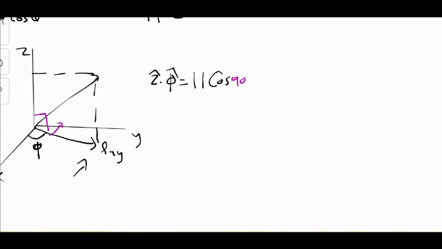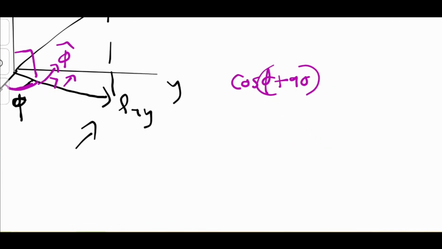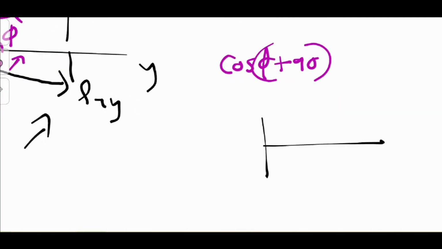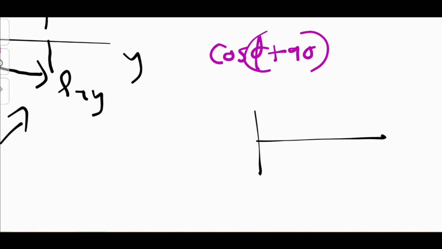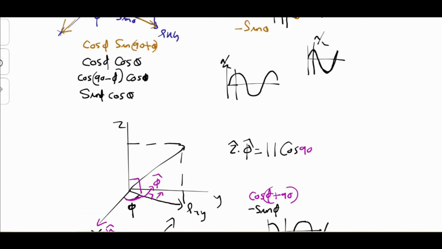Now considering the xy plane, we know that the x is in this direction and the phi cap is in that direction. So the angle between them is phi plus the perpendicular 90 degrees, so it will be cos of 90 plus phi. If you shift the cos function by 90 degrees, what you get is minus sine phi. So minus sine phi is what you get.